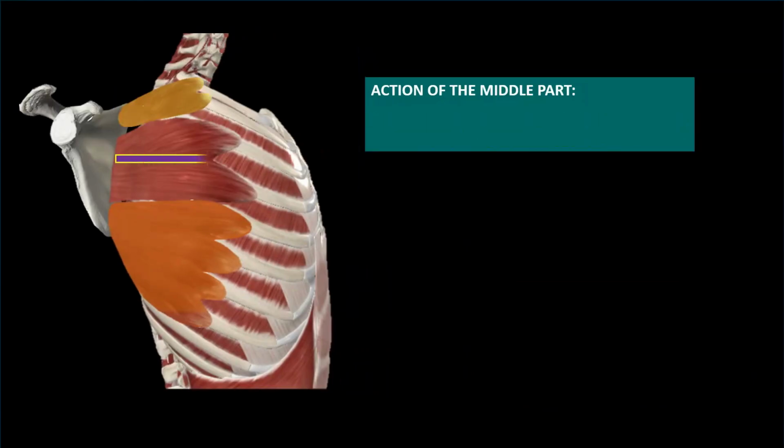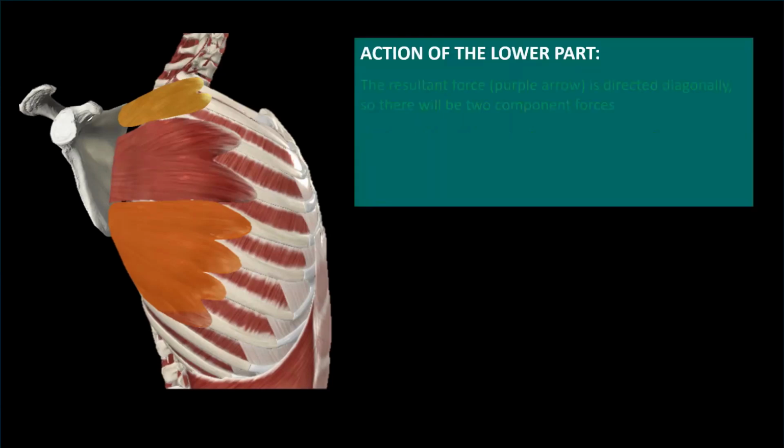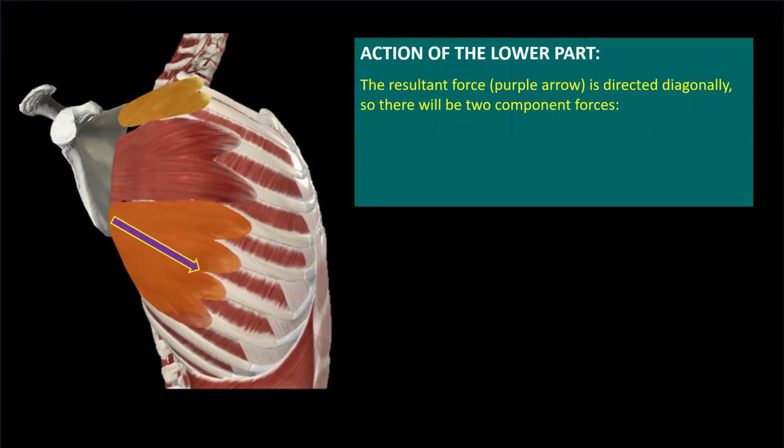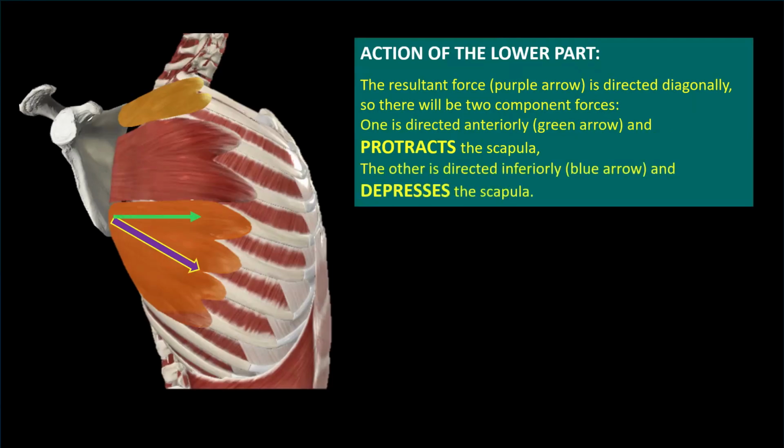Action of the middle part. Protraction only, since the fibers run horizontally and anteriorly. Action of the lower part. The resultant force, purple arrow, is directed diagonally, so there will be two component forces. One is directed anteriorly, green arrow, and protracts the scapula. The other is directed inferiorly, the blue arrow, which depresses the scapula.